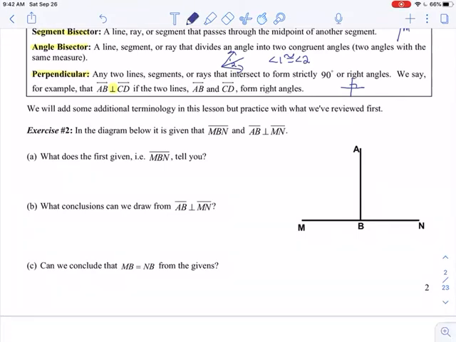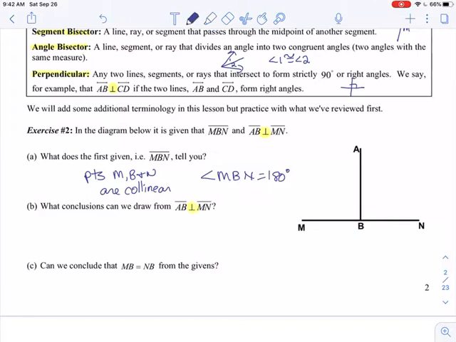So in exercise 2, I have line MBN, so I'm just telling you that MBN is a line, and I know that AB is perpendicular to MN, so that's the big thing right there. We'll go in order. So A, what does the first given MBN tell you? It tells me that those points, M, B, and N, are collinear. Lots of times we just sort of assume that. It's nothing that we really put into our proof. I also know that if I'm talking about an angle, like angle MBN, that would equal 180 degrees. So I have a line, but that line also is creating an angle.